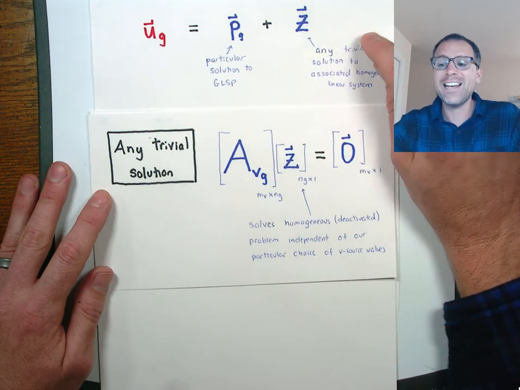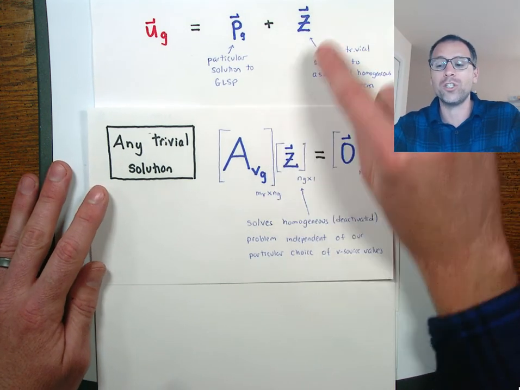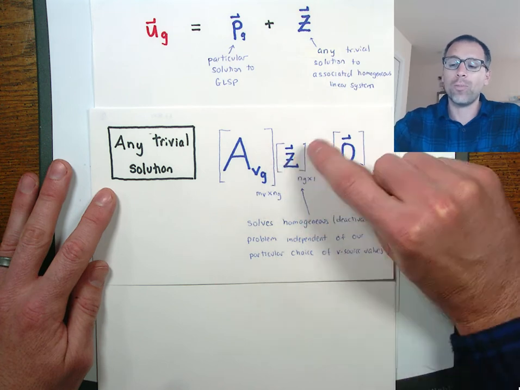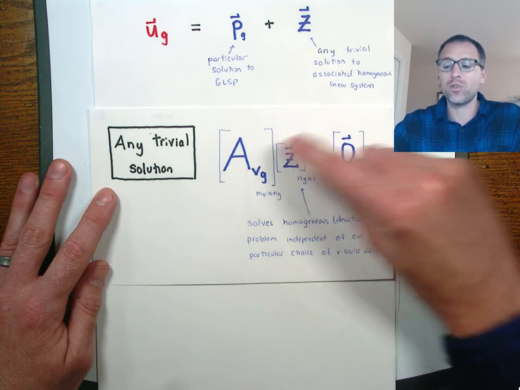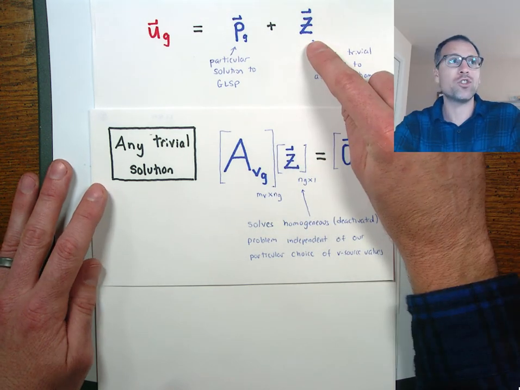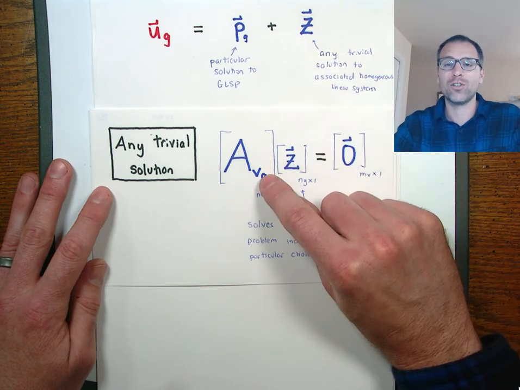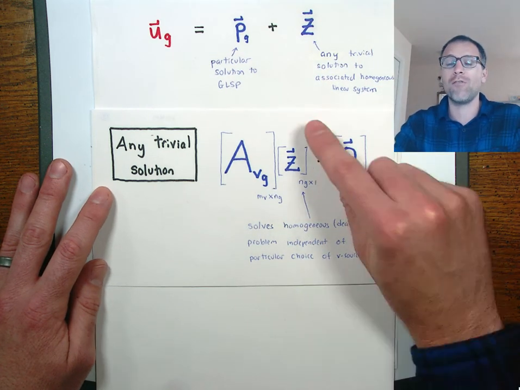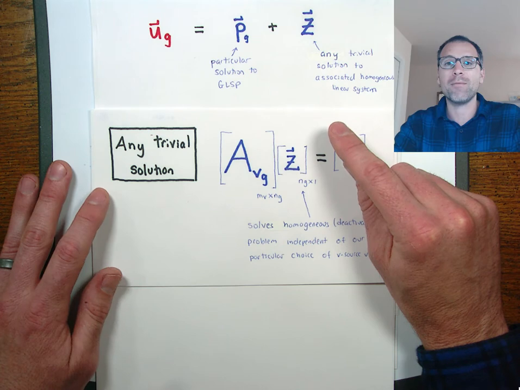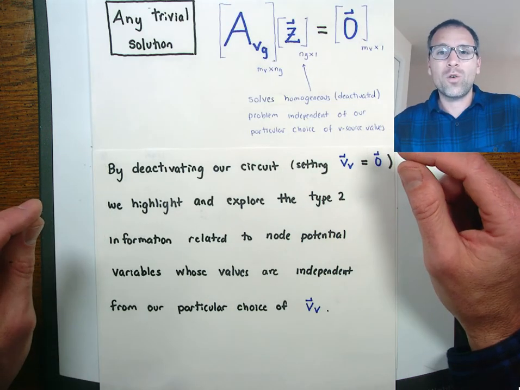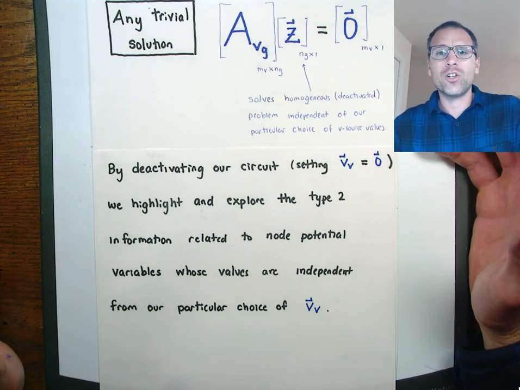Specifically, we say that any trivial solution associated with the homogeneous linear system problem, when we multiply that trivial solution by our matrix, we get 0. In other words, any trivial solution solves the deactivated circuit problem no matter what choice of V sub V vector that I impose. Well, this relates to our original question, what's going on with the deactivation circuit heuristic?